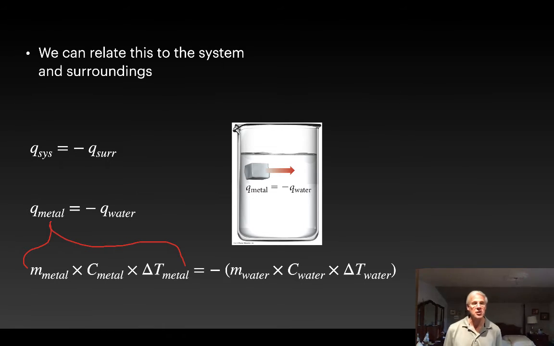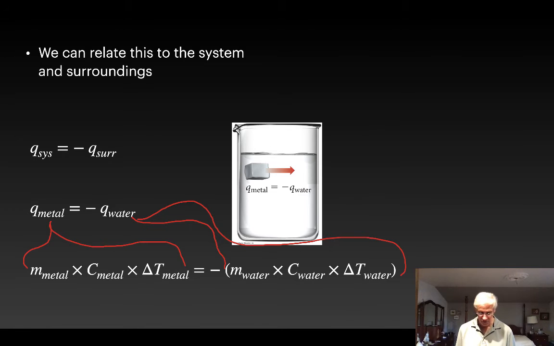So we can say that the Q of the metal is equal to the mass of the metal times the specific heat of the metal times the change in temperature of the metal. And that has to be equal to the heat gained or lost. I guess it would be gained by the water. So that would be the mass of the water times the specific heat of the water times the temperature change of the water. Okay, so both of those things are equal to the heats lost and gained by both of those entities.